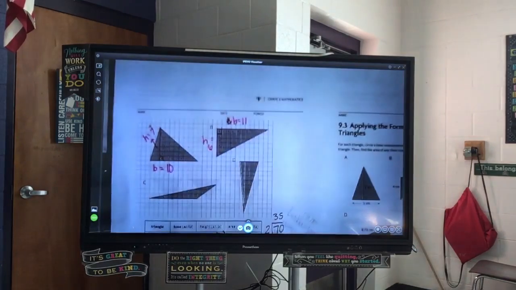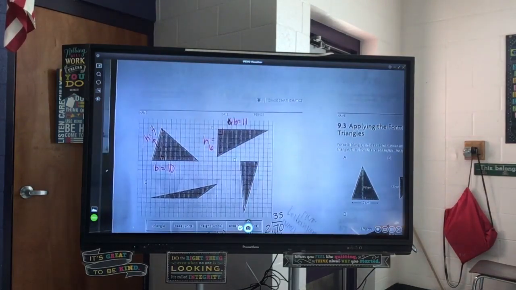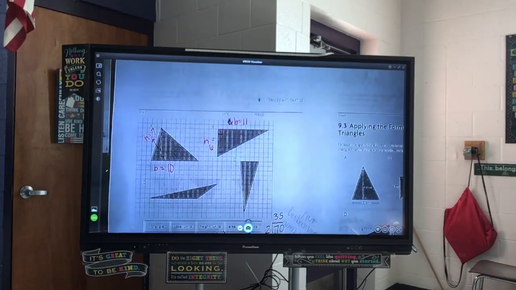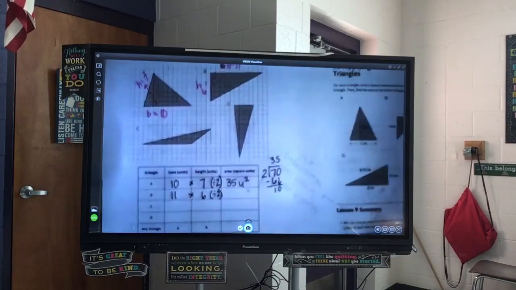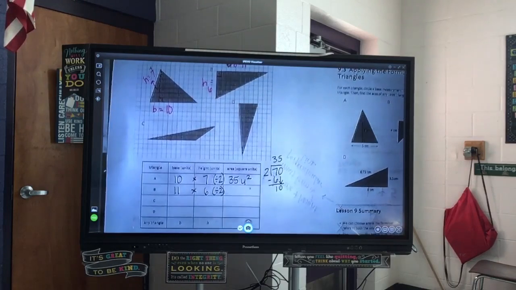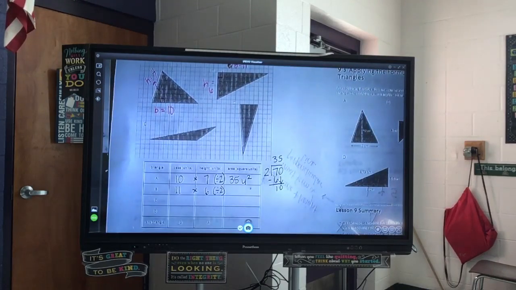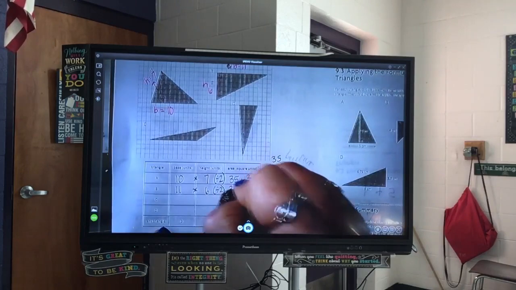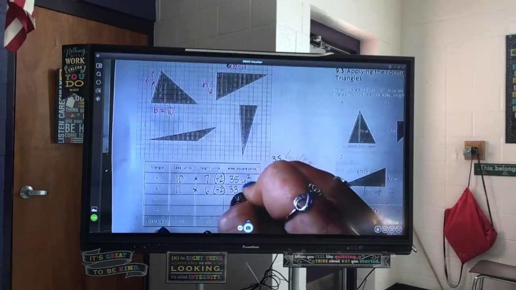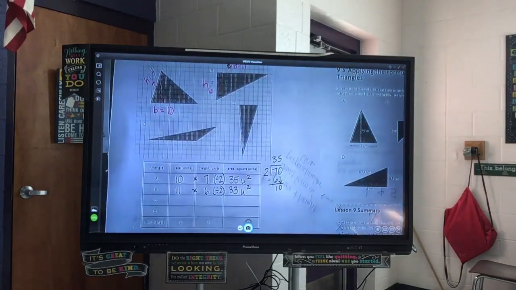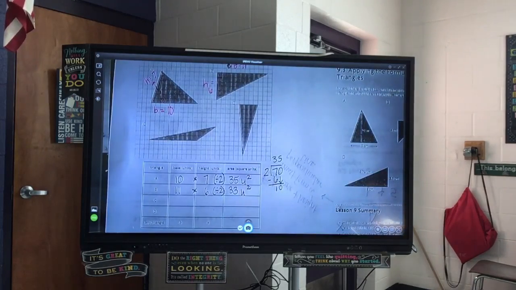Alright, so our base was 11 times 6, and we have to remember that we have to divide by 2. So what is 11 times 6? 66. It is 66, and then we're going to divide it by 2. Raise your hand and tell me what do we get when we divide by 2. Noah? Not just 33, but unit squared. Good job.